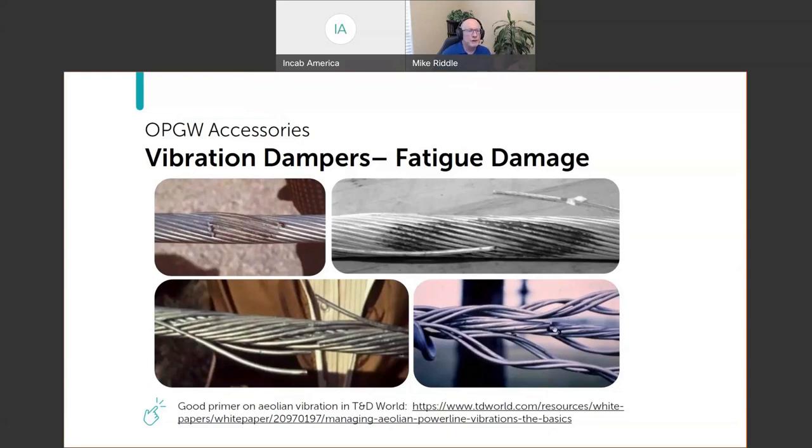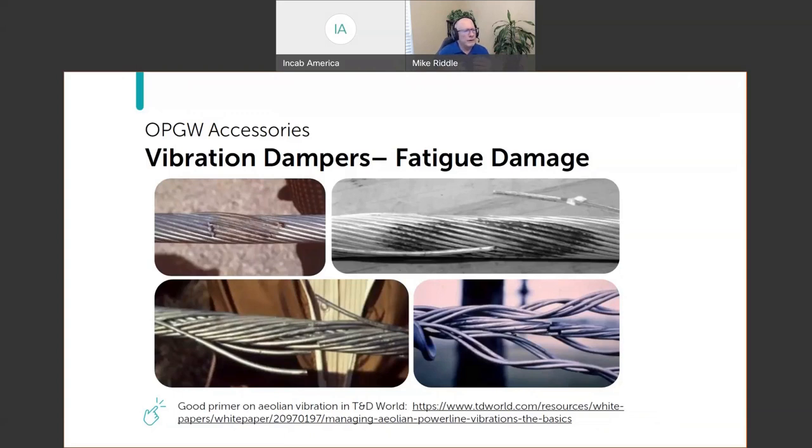And then just for fun, here are some pictures that I found of aeolian vibration damage. Here, there was a suspension clamp installed over this conductor, and the damage was right at the mouth on both sides. Similar situation here. You can see the strands have popped. It is common.